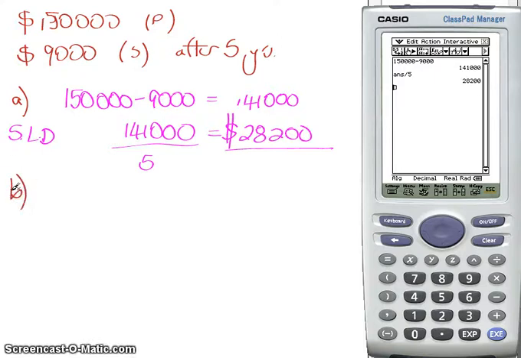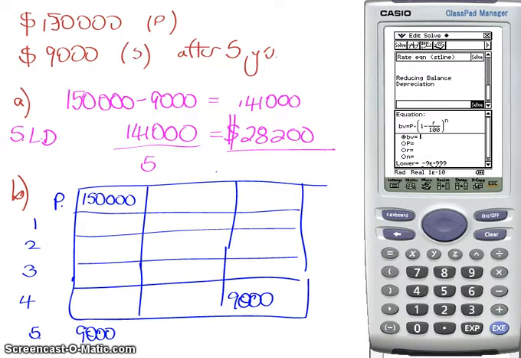Part B says to work it out using the reducing balance method. To sort out the annual depreciation amount using a reducing balance is a little bit more complicated. I'm going to set up a little depreciation schedule here. This is the first amount I'm starting with. I'm going to write in here the depreciation for the year and then what I'm left with. And of course, what I'm left with is what I start with the next year. I know that after 5 years I'm left with $9,000.